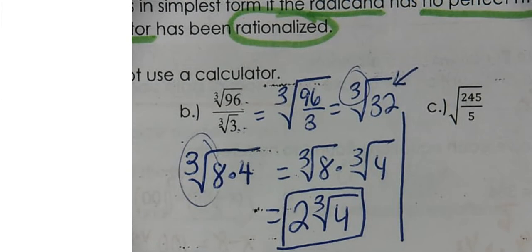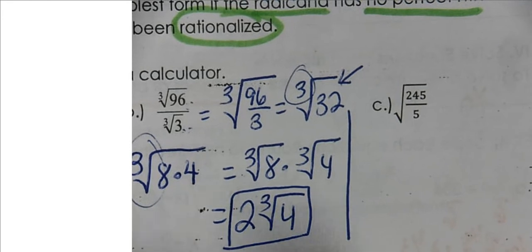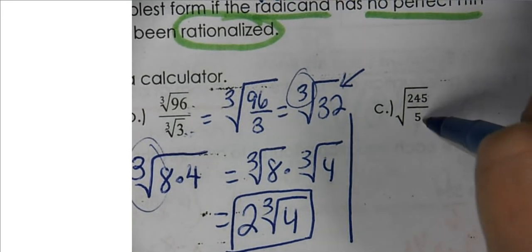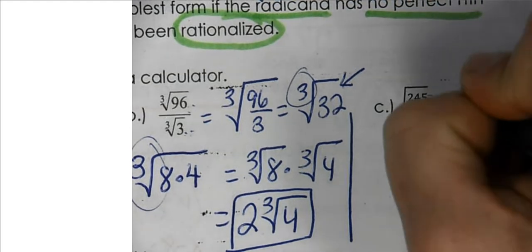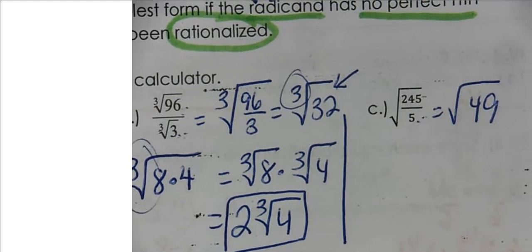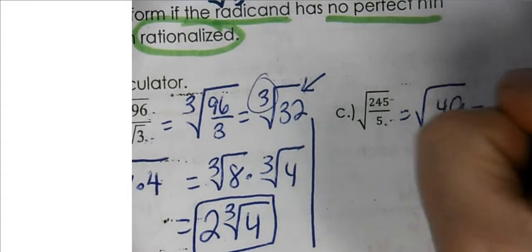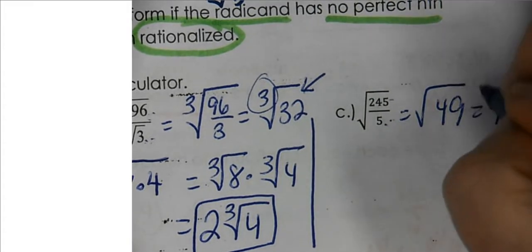Let's go ahead and look at letter C. Letter C, I see that I have 245 divided by 5. And 245 divided by 5, if you put that into a calculator, that is 49. And the square root of 49 is 7. So that is our answer.